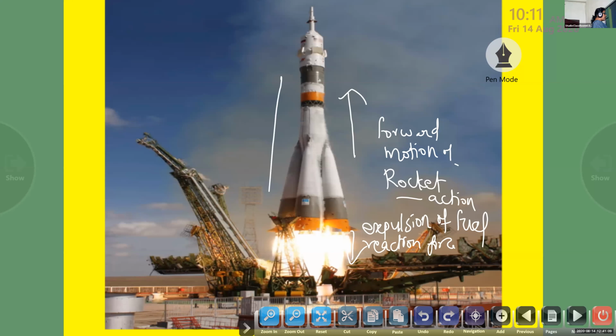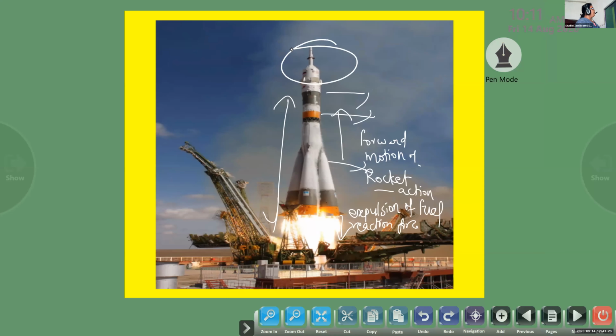Once these both become equal, the rocket gets a balanced act and moves forward. After some time one piece of the rocket will fall down, and finally the one at the top, which we call the capsule, is what is launched into space. So this is an example of Newton's third law.